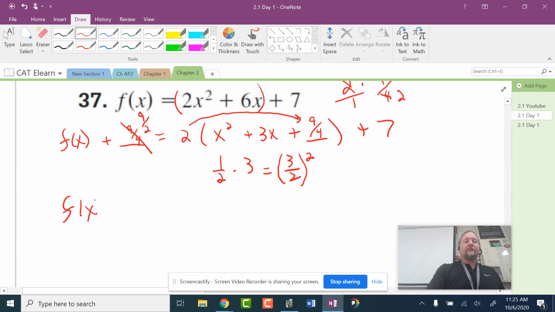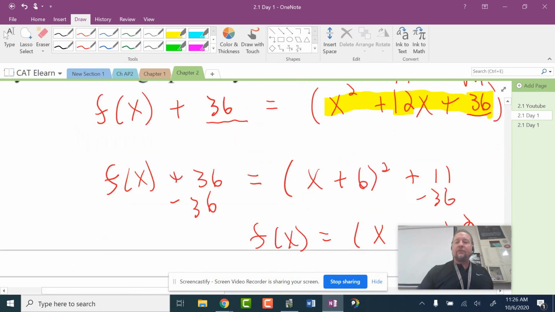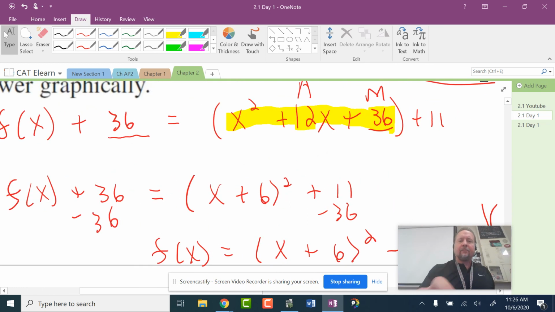F of x plus 9/2 equals, you expect me to factor this? Who do you think you are? If you notice, I tried to write this in each one, but then I erased it. Half of 12 is 6. Oops. Half of 12 is 6. Then I write 6 squared there to make this a perfect square trinomial.